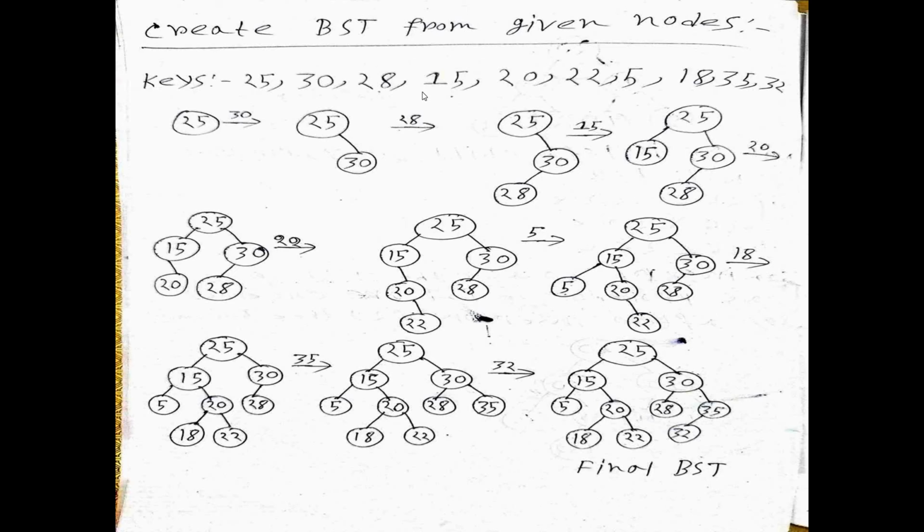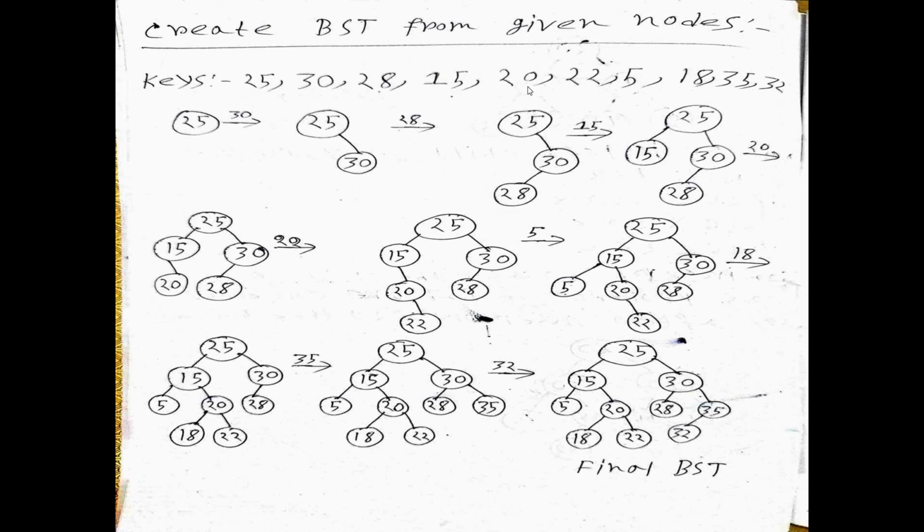Now, the next element is 15. Now we insert 15 into this tree. Again compare with the root. Compare 15 and 25. 15 is lesser than the root, that means lesser than 25. So 15 becomes the left child of 25.